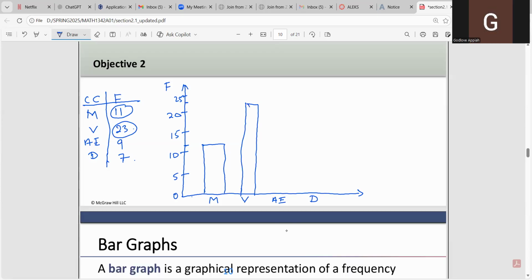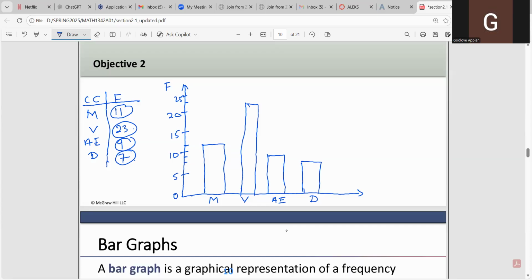And the next one would be American Express with a frequency of 9. And 9 is somewhere here below 10. So I'm going to have another rectangle on top of American Express corresponding to 9, which is the frequency of that category. And then we have 7 to be the frequency for Discover. So 7 should be somewhere here below 9. So I'm going to have a rectangle here for the Discover category.